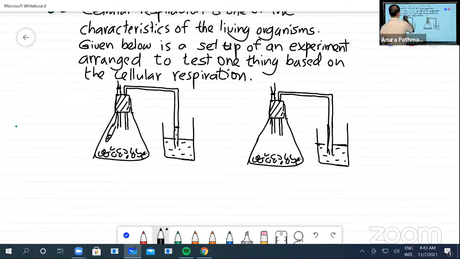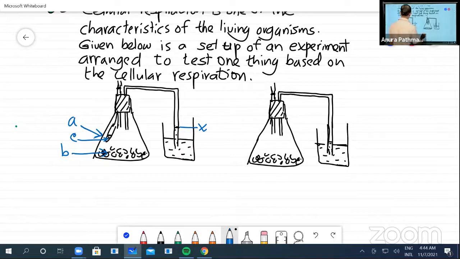Cellular respiration. So you can have the part to name this one: A, B, C, X, and setup A, setup B. Setup A and setup B.